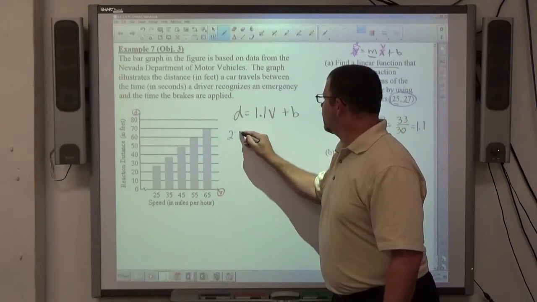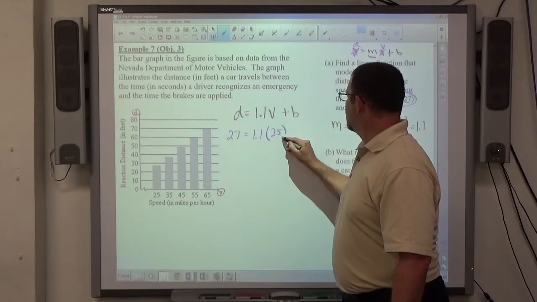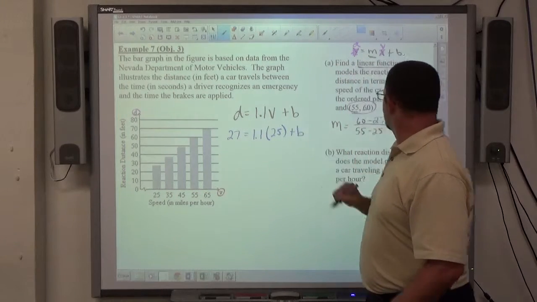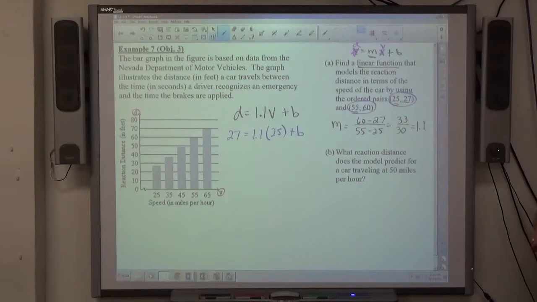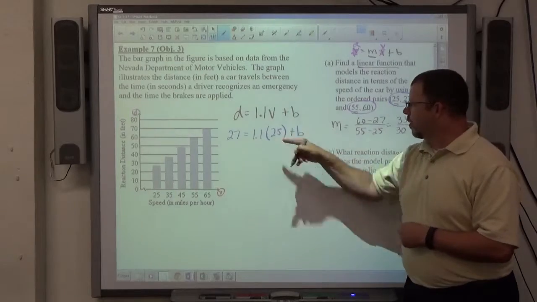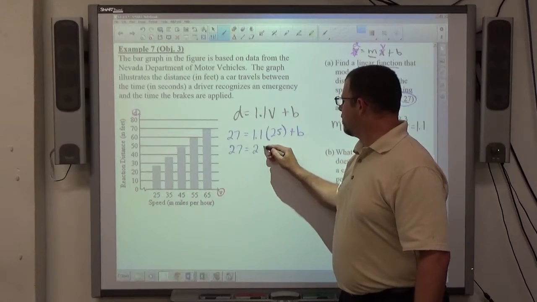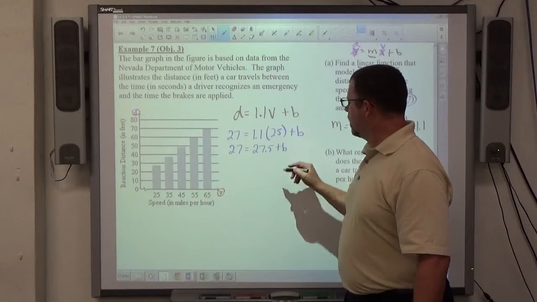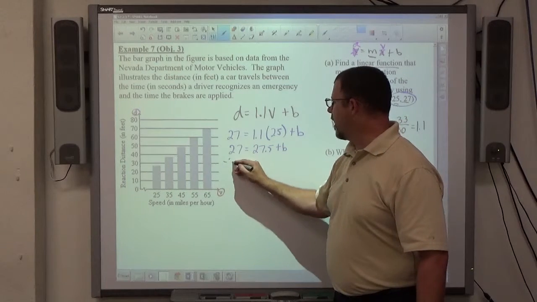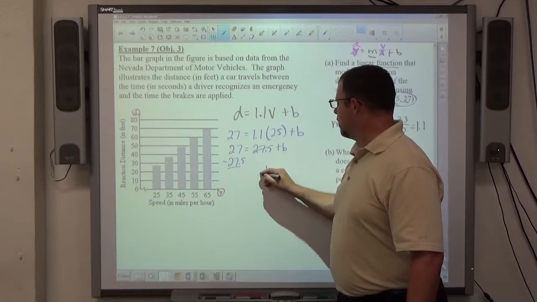So 27 is the distance when 25 is the velocity. Make sure you put them in the right spot. The y-coordinate 27, x-coordinate 25, multiplied by the slope. That gives me 27 equals 27.5 plus b. Move the 27.5 over, subtract. And that gets me b is equal to negative 0.5.